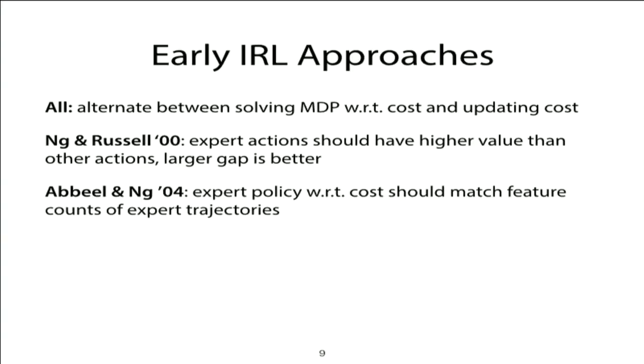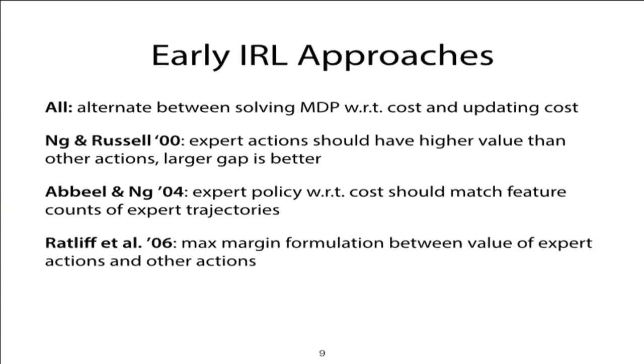And then in 2004, Pieter Abbeel and Andrew Ng built upon this framework and formalism by saying that the expert policy with respect to the cost should match the feature counts of the expert trajectories. What I mean by feature counts is the expected features. So they're using a feature-based representation, where you have features of your trajectory. And they're saying that the expert policy with respect to the cost function that you're learning should exactly match the expected features under the trajectory distribution of your policy, should match the feature counts of the expert trajectories.